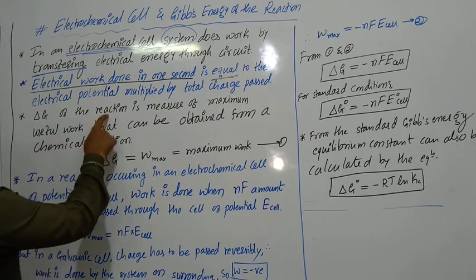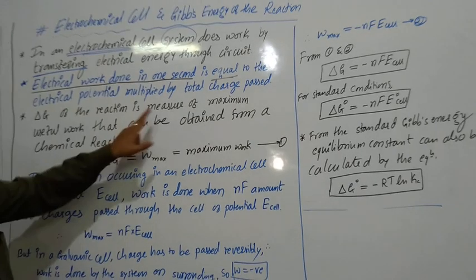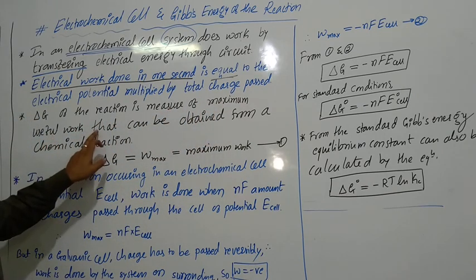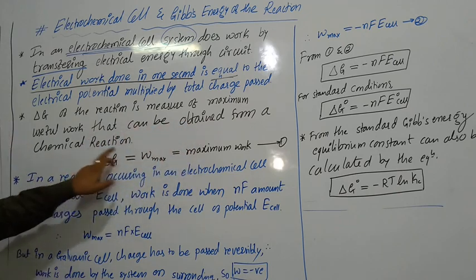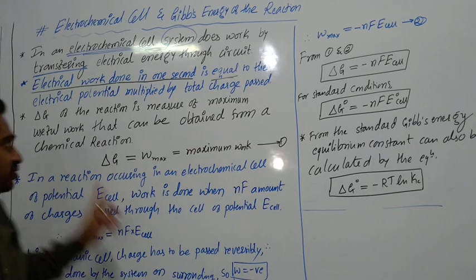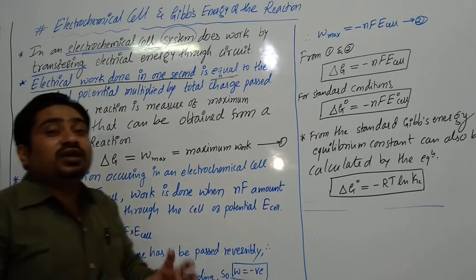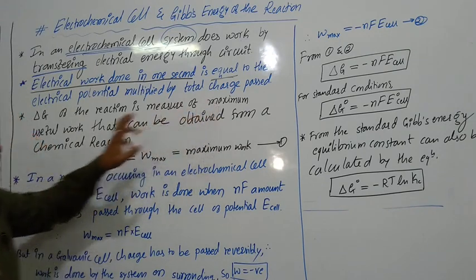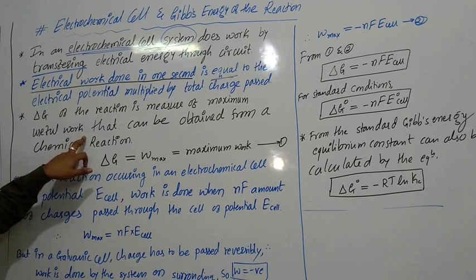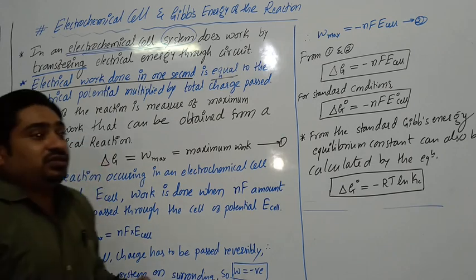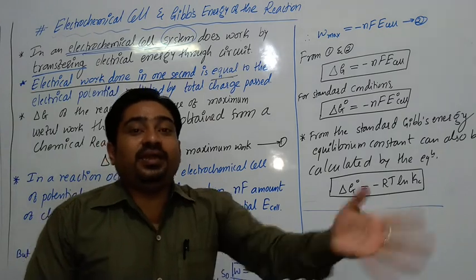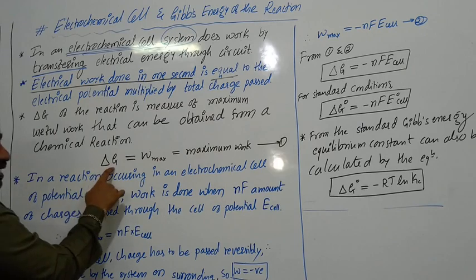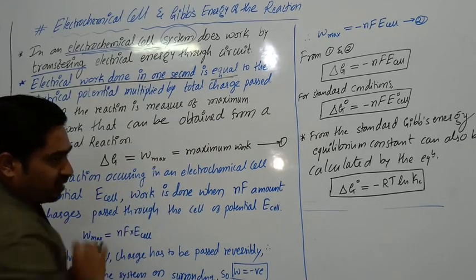Here, delta G of the reaction, what is delta G? It is the measure of the maximum amount of useful work that can be obtained from a chemical reaction. Now only we have discussed that. So Gibbs free energy is a measure of maximum useful work that can be obtained from a chemical reaction. Means the maximum amount of energy that can be given out. So now based on this we can write delta G is equal to maximum work done.